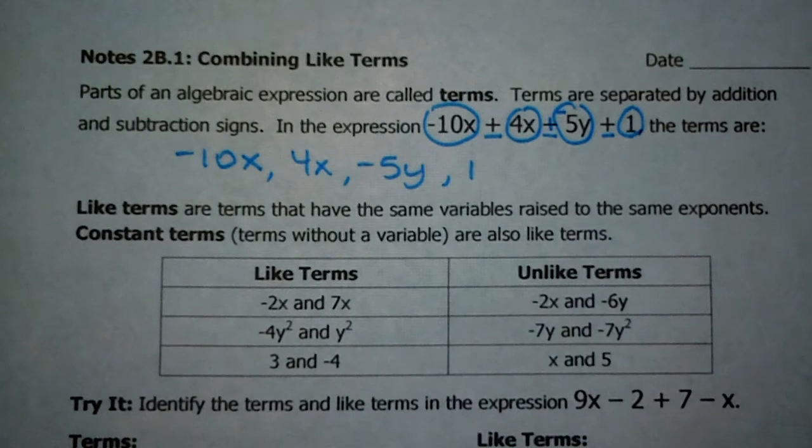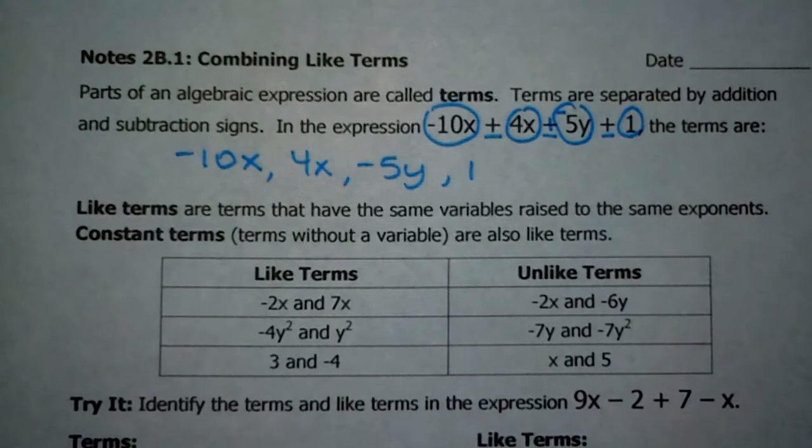A kind of term that you'll see are called like terms, and they're terms that have the same exact variables raised to the same exact exponents. They're the ones that match. There's also something called a constant term, and a constant term is basically a number all by itself. It doesn't have a variable attached to it.